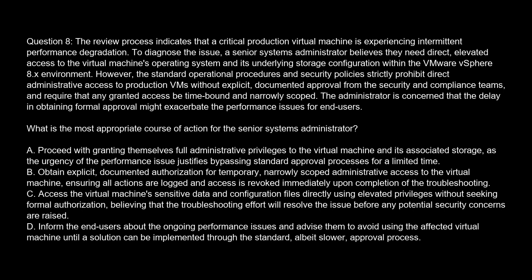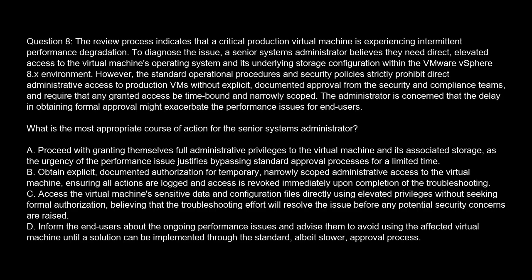Option A. Proceed with granting themselves full administrative privileges to the virtual machine and its associated storage, as the urgency of the performance issue justifies bypassing standard approval processes for a limited time. Option B. Obtain explicit documented authorization for temporary, narrowly scoped administrative access to the virtual machine, ensuring all actions are logged and access is revoked immediately upon completion of the troubleshooting.